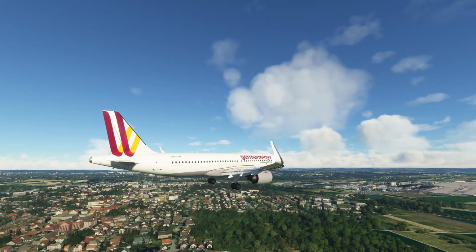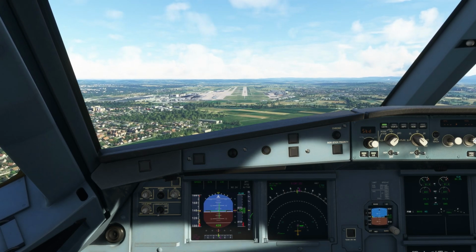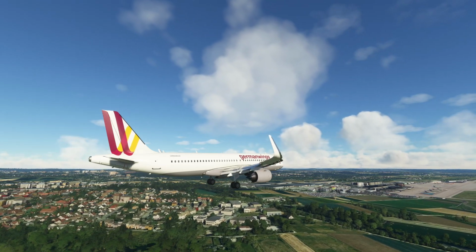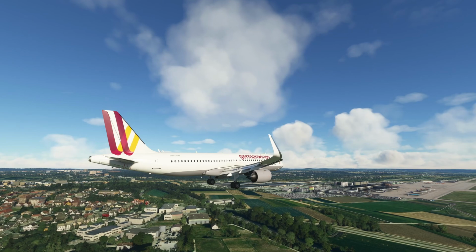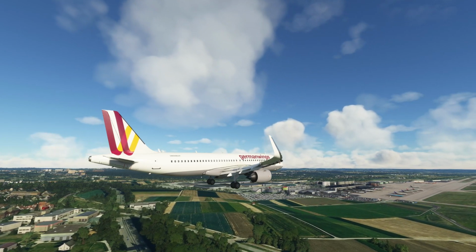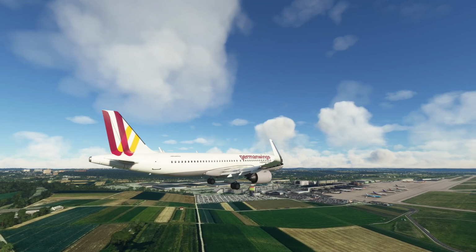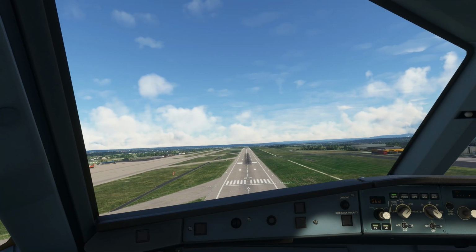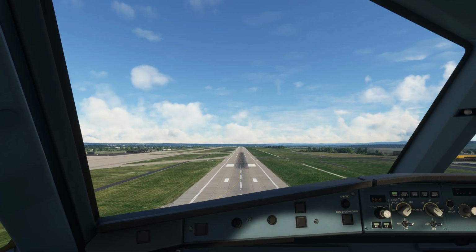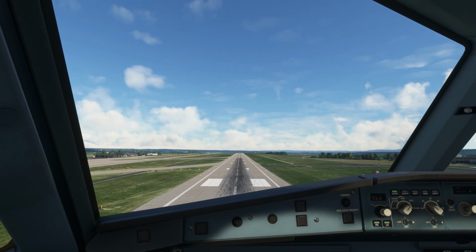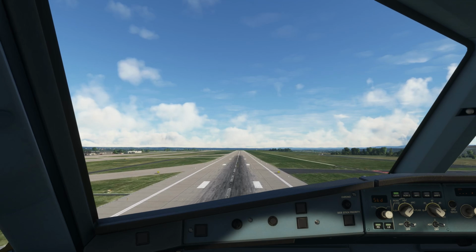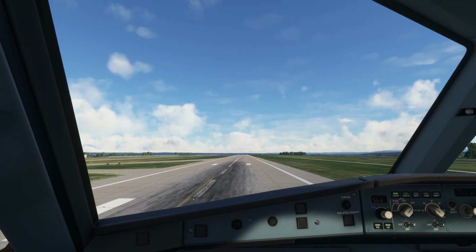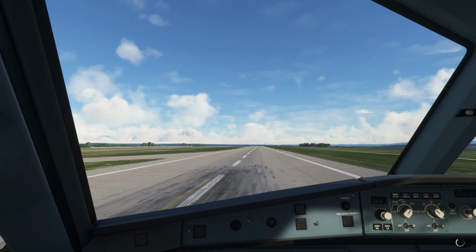Less than 2,000 feet to go now, speed 140. On the localizer and glide slope, autopilot is now off. 400. 300. 100. 60. 50. 40. Now taking thrust to idle. 20. Retard. 5. Little bit of a hard landing, but we're down.